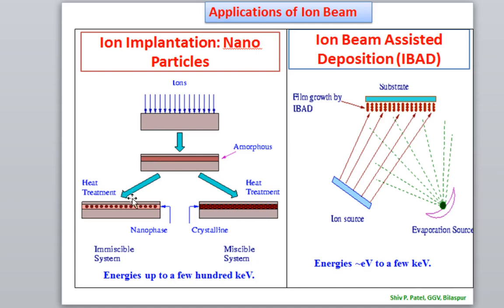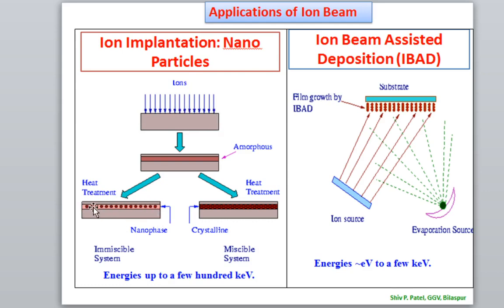If you heat this implanted region, it depends on whether the system is miscible or immiscible. Miscible means, say, when you add mustard oil in water, they are immiscible, so droplets are created. If you add sugar in water, the sugar is dissolved, so that is a miscible system. Similarly, to create nanoparticles, both the target system in which we want to create them and the ion species should be immiscible. Then after heating treatment, the nanoparticles can be created.